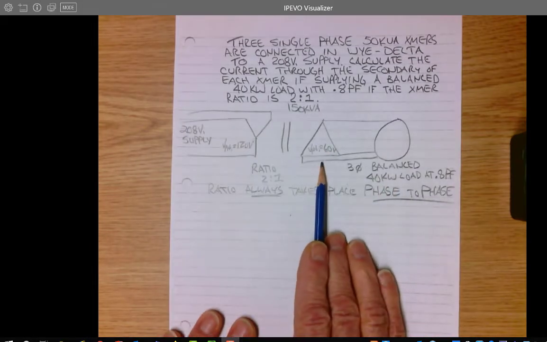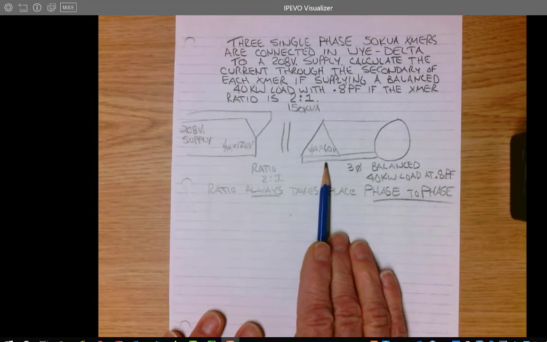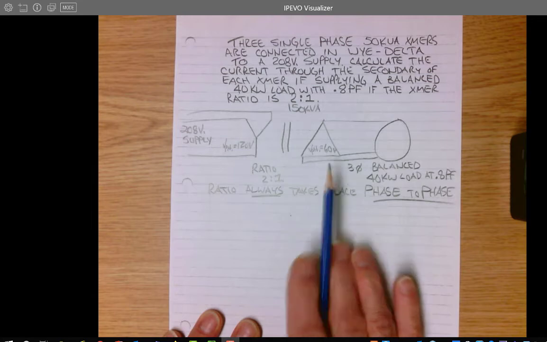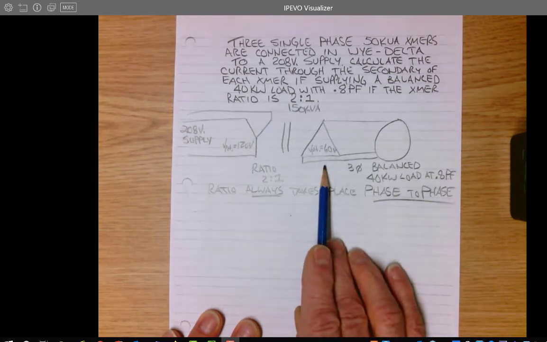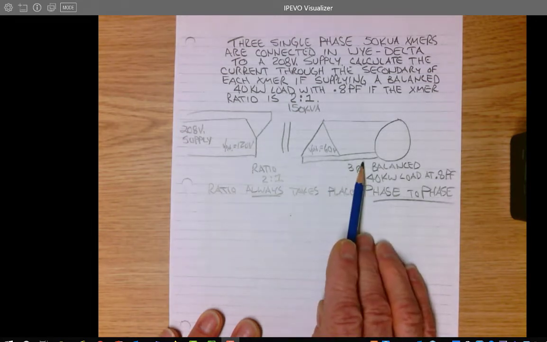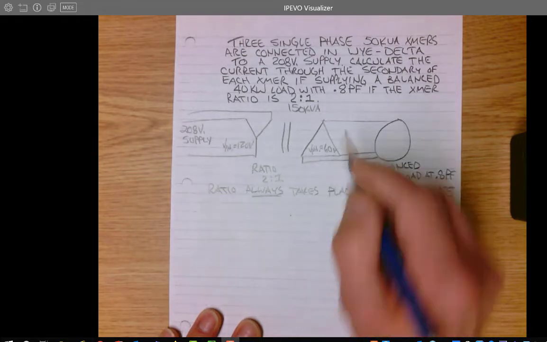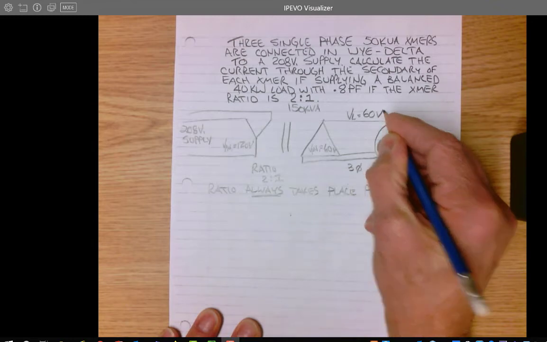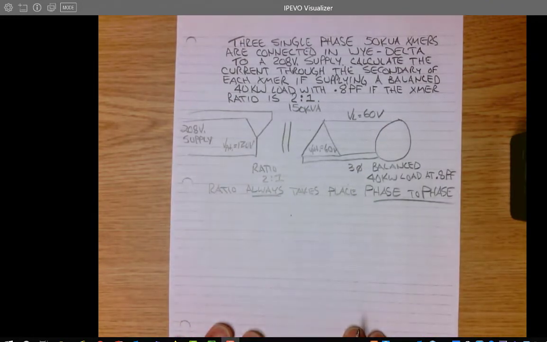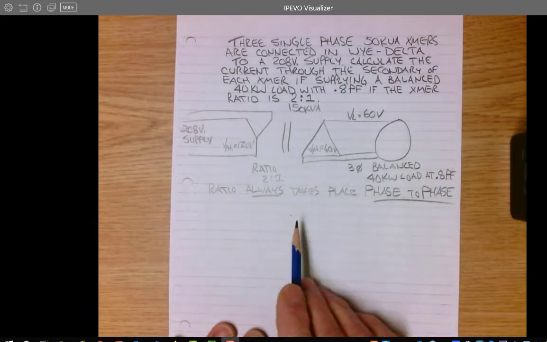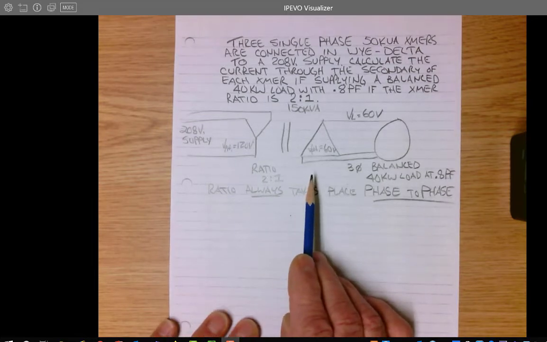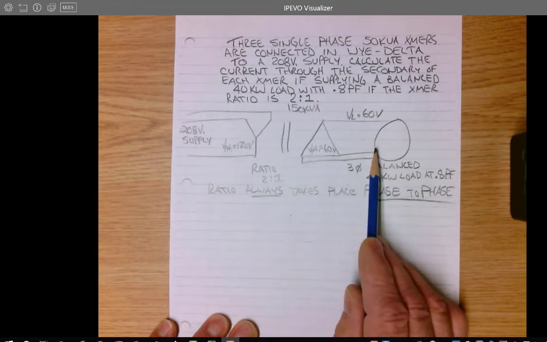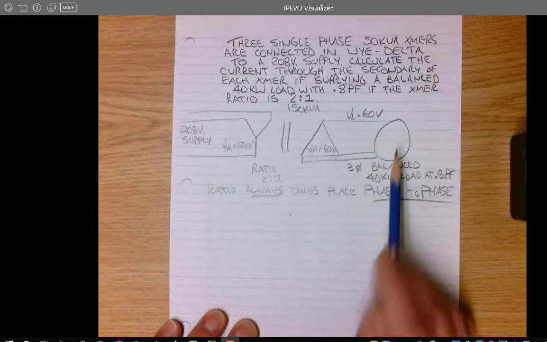So our phase voltage on the secondary is 60 volts. And if the phase voltage on the secondary is 60 volts for a delta connection, the line voltage that this delta will supply to the load is also 60 volts. So V line to the load will be 60 volts also. V phase equals V line for a delta connected secondary. So now we've taken our voltage from our supply and worked it right through so that we know the voltage at the load.